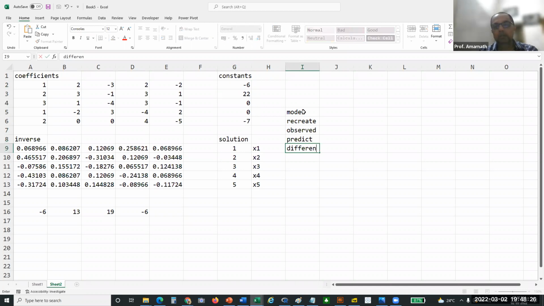So the difference between observed and predicted is the error, which is important for us.